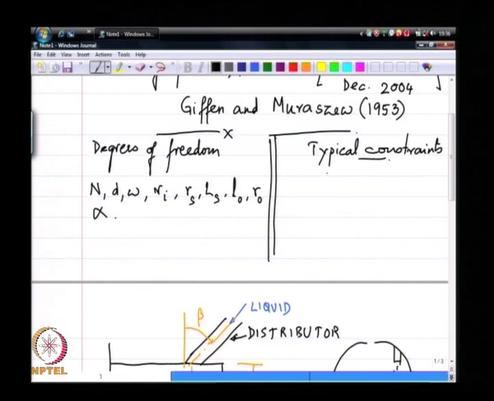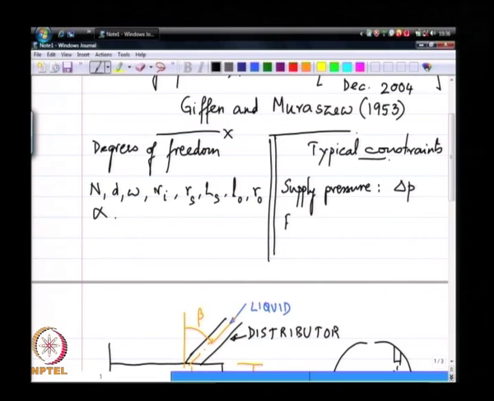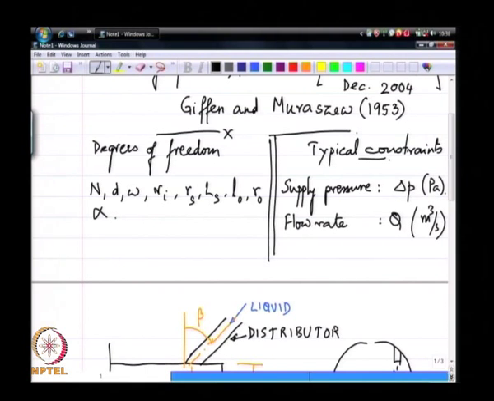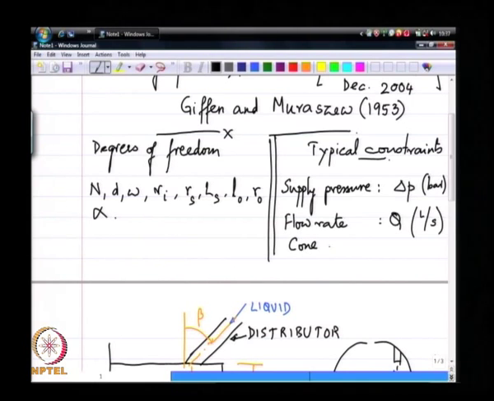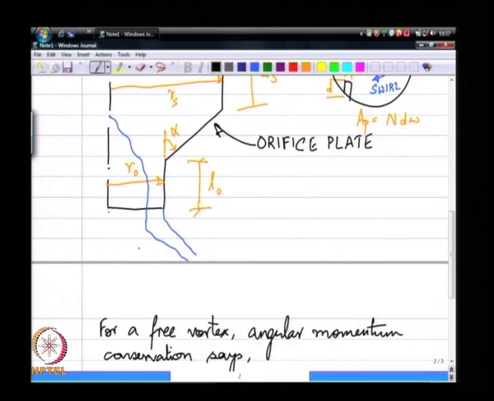Typical constraints that we have to meet are: supply pressure is usually specified. Flow rate that you want the nozzle to deliver is usually also specified. So, that is Q, in meter cube per second, and this is in pascals or bar. Let us be more engineering rather than SI units: this is specified in bar, and this may be specified in liters per hour or liters per second. I have a certain cone angle that I require. Say for example, in this schematic it could be that angle there of the liquid sheet exiting the nozzle.